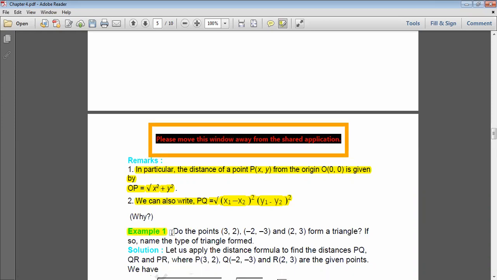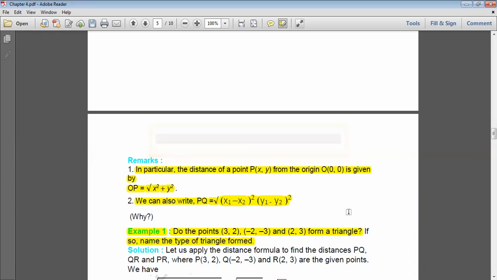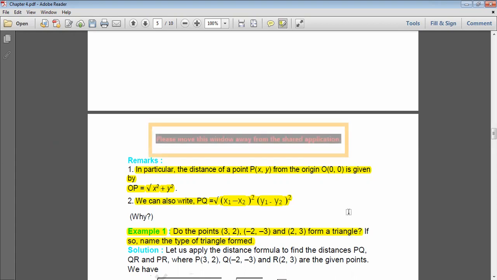Example 1. Do the points (3, 2), (minus 2, minus 3) and (2, 3) form a triangle? If so, name the type of triangle formed. Three points are given. The question is, can these points form a triangle? If so, what is the name of that triangle? We know there are many types of triangles, so if it can form a triangle, to which category does this triangle belong?